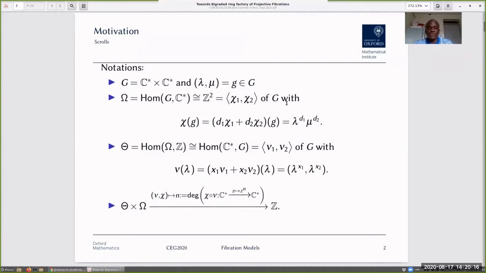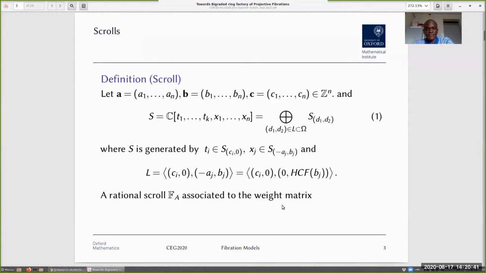G will be a 2-torus, and (lambda, mu) will be a general element in the group. Omega shall be the lattice of characters of the group G, and theta is its dual. And we can see that through the pairing map defined below on the slides. Scrolls can be defined as follows.